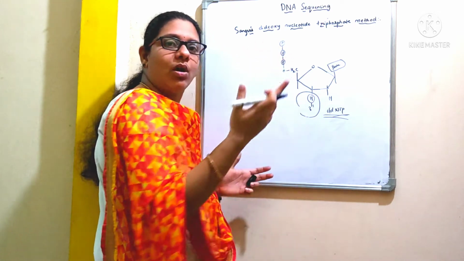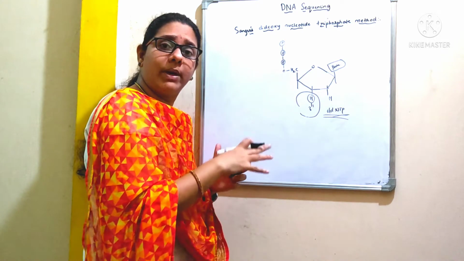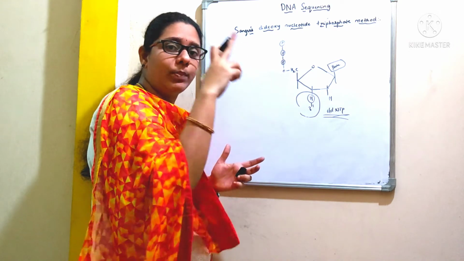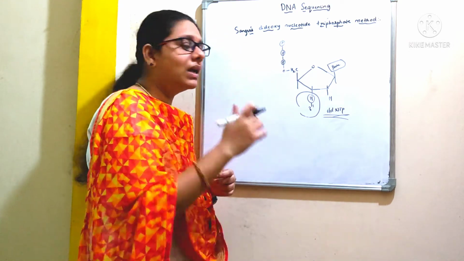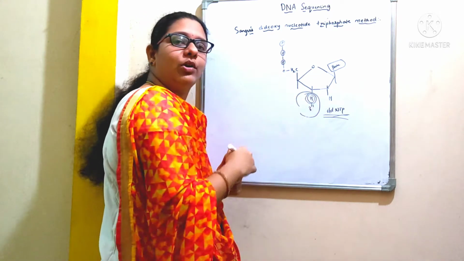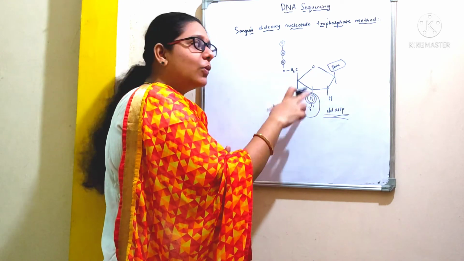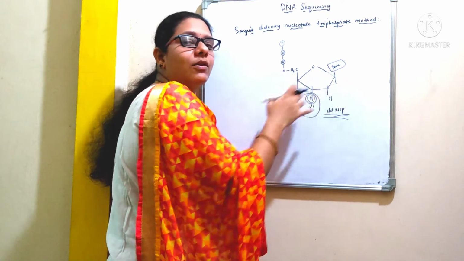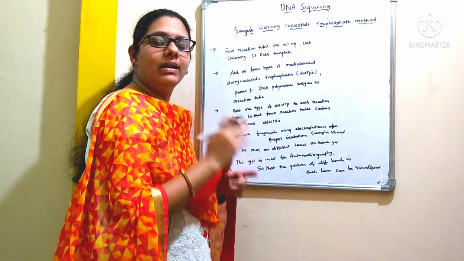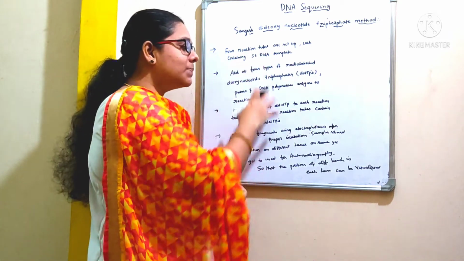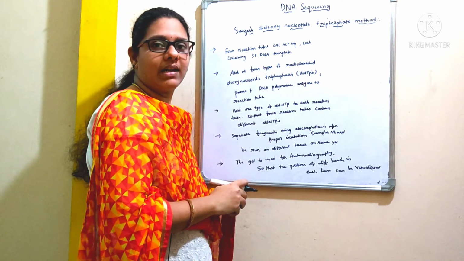As you all know, a phosphodiester bond is formed between the 5' phosphate group and the 3' hydroxyl group, right? Here, instead of a hydroxyl group, they have hydrogen. As they lack the 3' hydroxyl group, they act as terminators of DNA synthesis. Now let us discuss the steps involved in Sanger's dideoxy method.